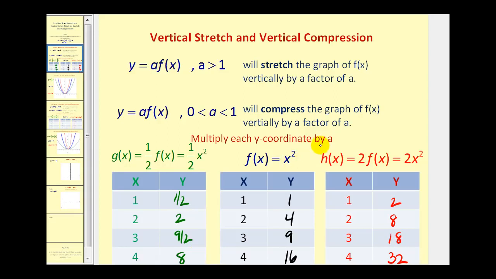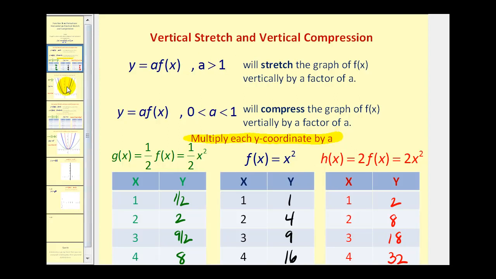So what you may have noticed is once you identify the value of a, to find the y coordinates of the transformed function with the same x coordinates, you just multiply each y coordinate by a and leave the x coordinates the same.